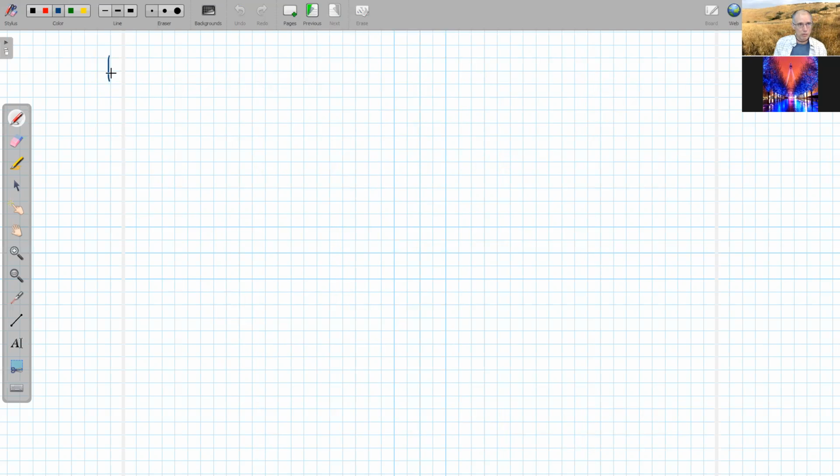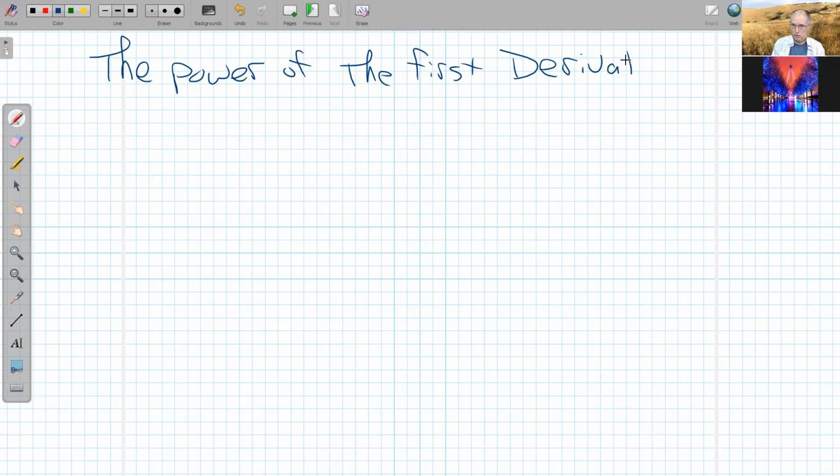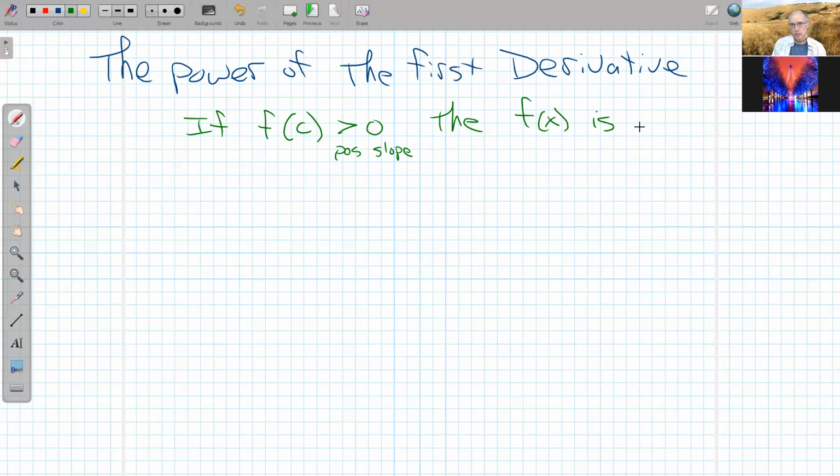All right, so we have the power of the first derivative here. So the first derivative tells us a few things about a function. So if, I'm going to state this in reverse, if f prime of c is greater than 0, right, positive slope, then f of x is increasing, right, uphill from left to right.